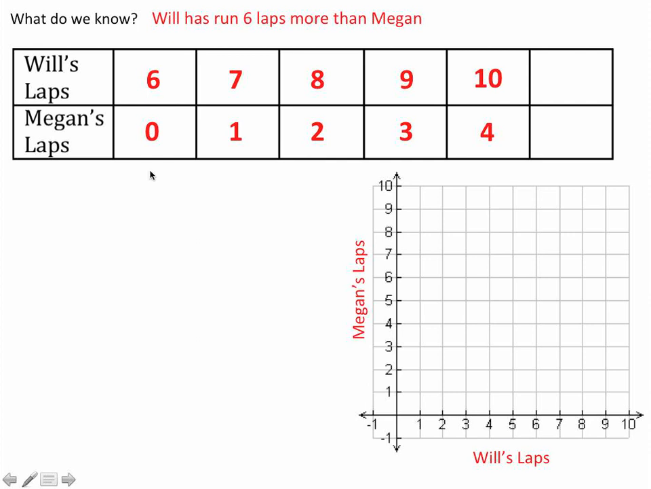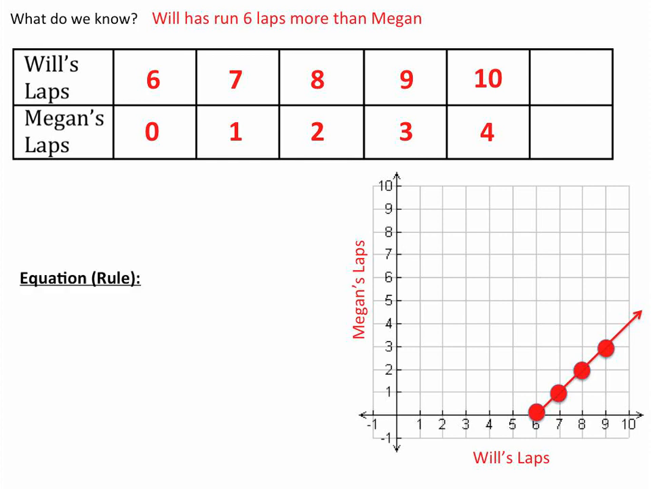So Will's 6 when Megan is 0. So 6 for Will, 0 for Megan would be right there. 7 for Will, 1 for Megan would be right there. 8 for Will, 2 for Megan would be right there. And you can continue and you can see the pattern that would look like that.